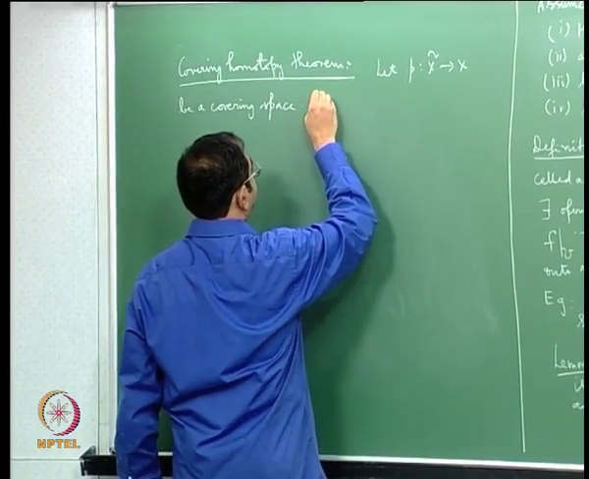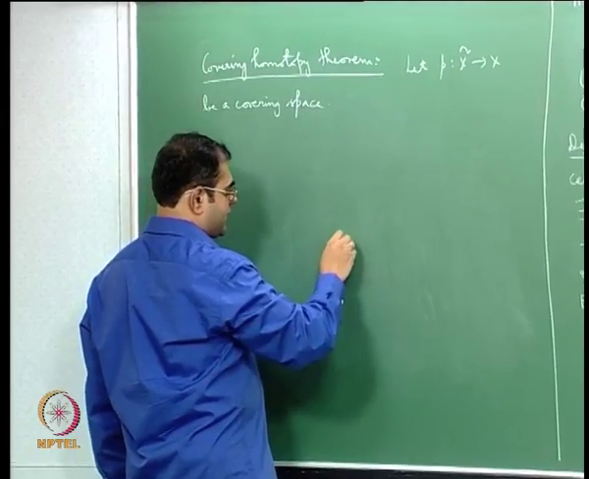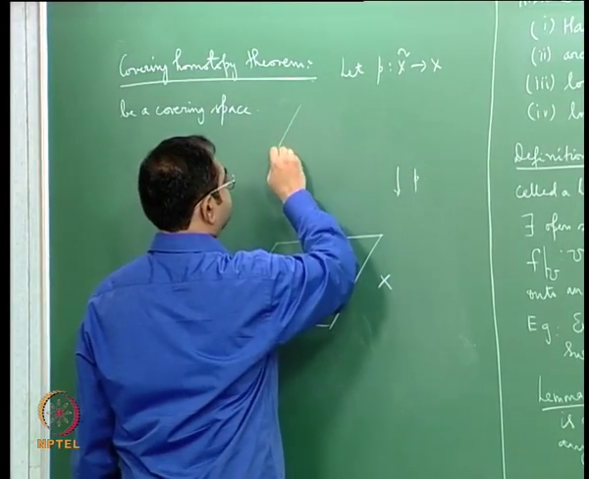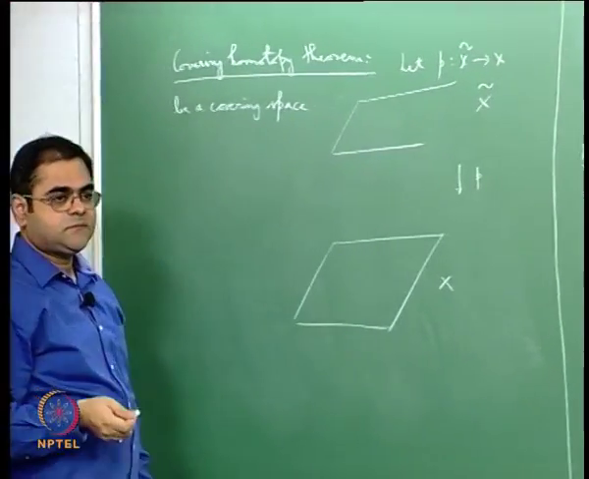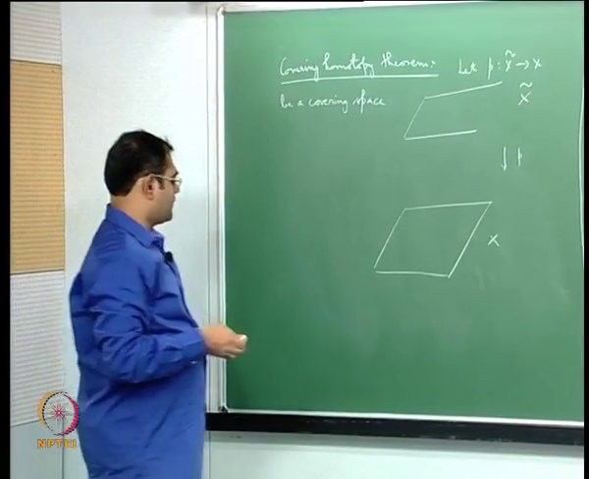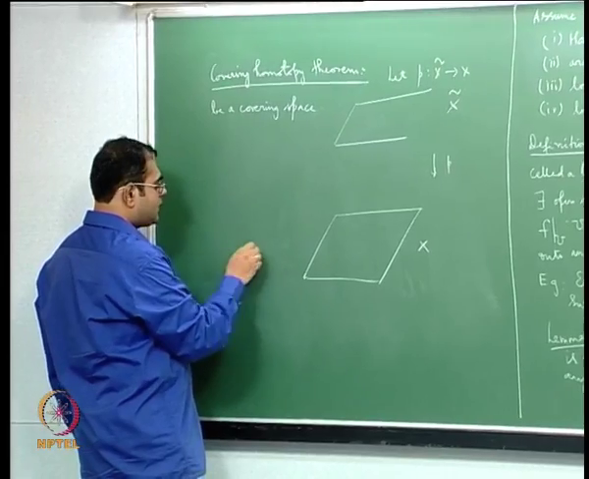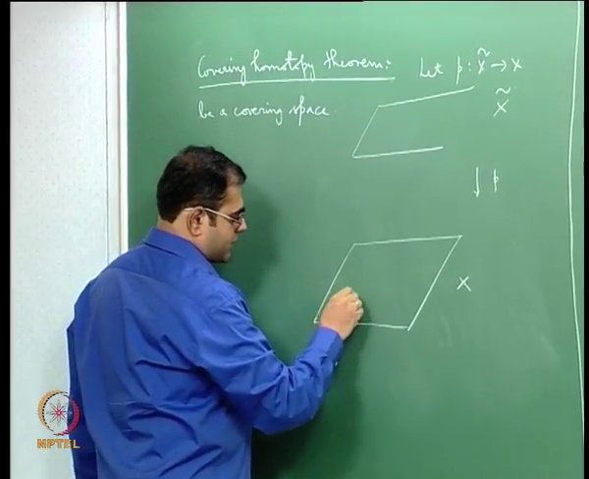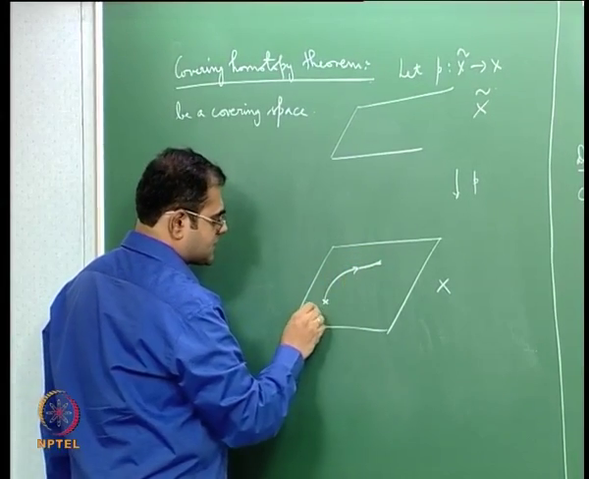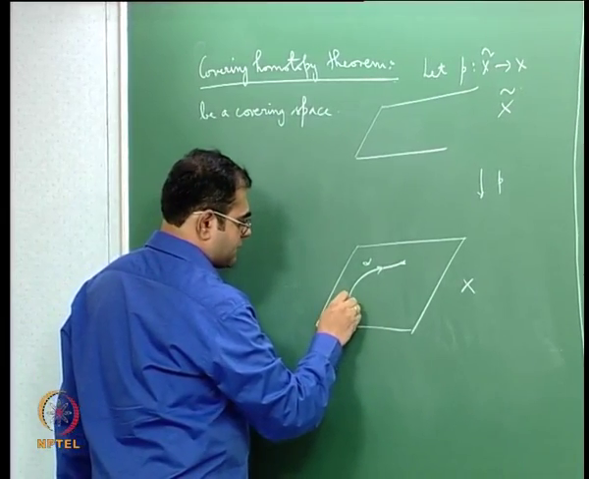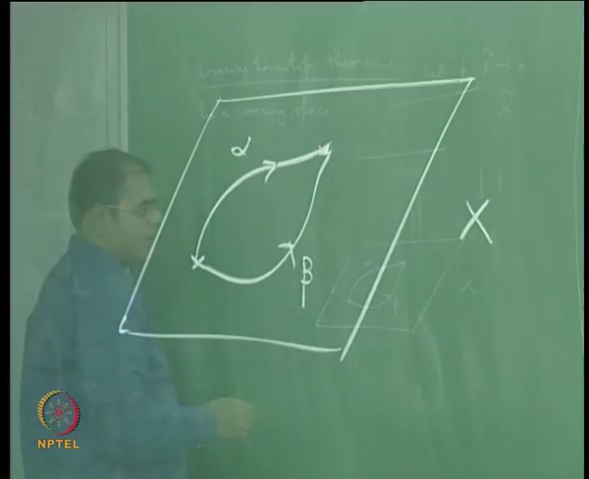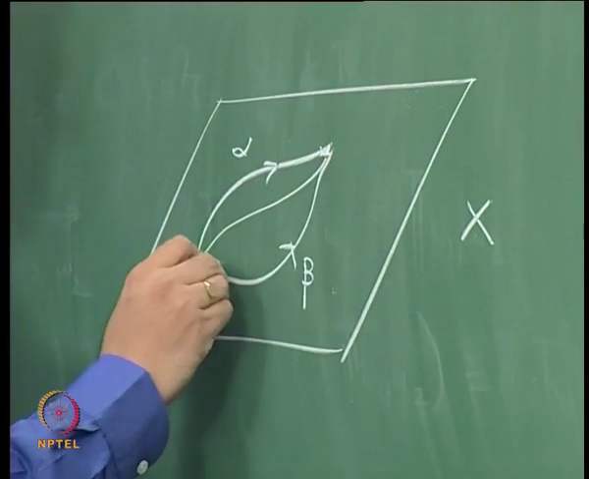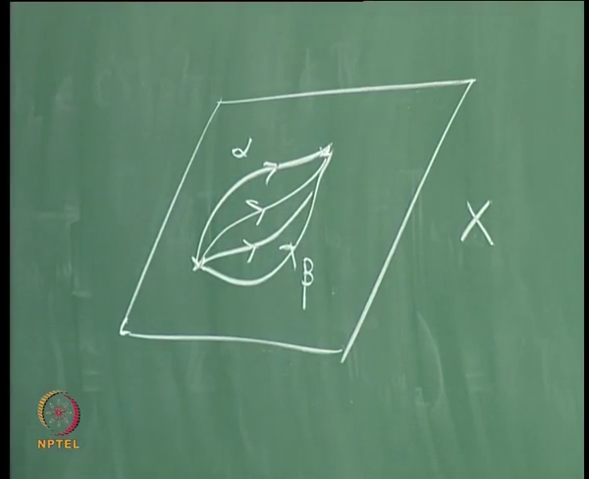Let, so I will first draw a diagram so that you can visualize what is happening. So I have x here, I have p, I have x tilde, okay, and roughly what I have is, let me think of the following situation. Let us assume that there is a path here, say a path alpha, and suppose there is another path beta, okay, and let us assume that alpha and beta are homotopic, fixed endpoint homotopic. So there is a family of paths like this, okay.